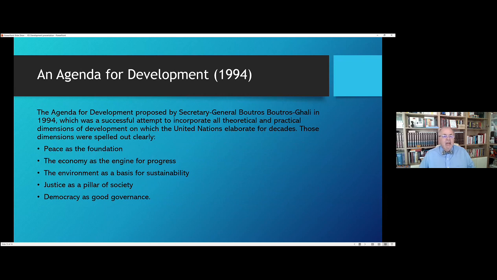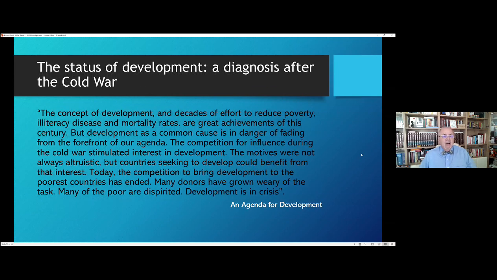And then the Agenda for Development of 1994, it is a pity that it is neglected nowadays, because that was a very successful attempt to incorporate all theoretical and practical dimensions of development on which the United Nations elaborated for decades. That was a mix of peace as foundation, the economy as the engine for progress, the environment as basis for sustainability, justice, and democracy as good governance. And that particular agenda had the good imprint of the Secretary General coming from the third world, Boutros-Ghali from Egypt.